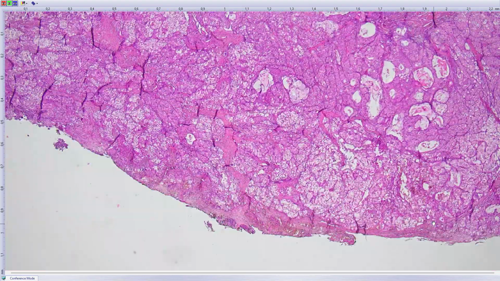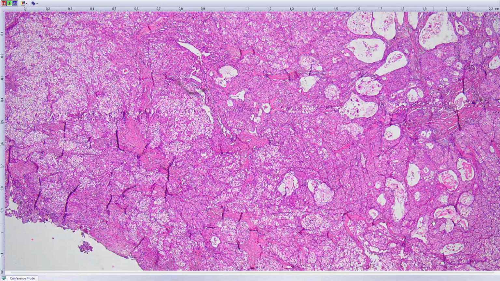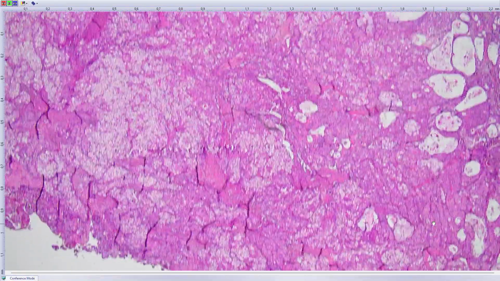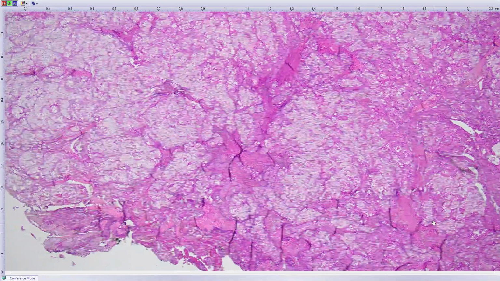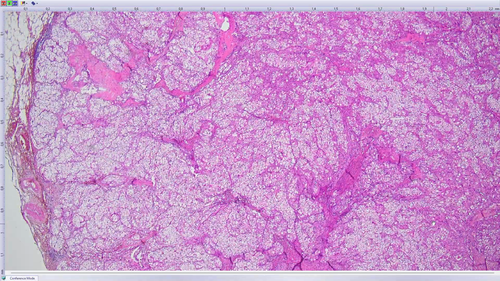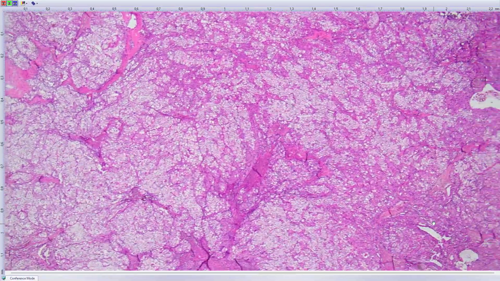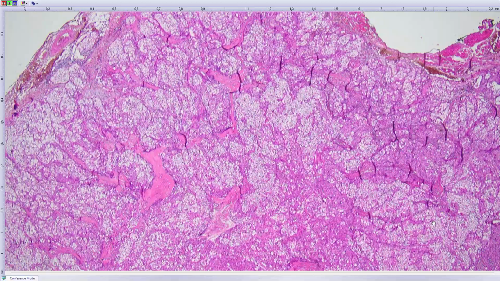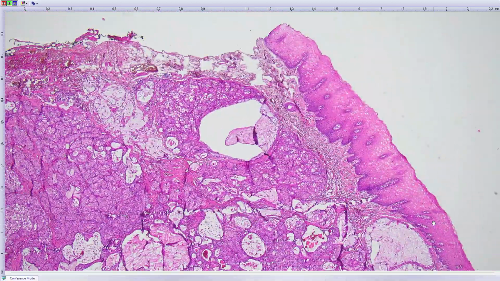The second case is also quite easy. A 53-year-old woman had a tumor in the buccal mucosa, and it was sent in consultation. As you can see, the tumor is organoid, composed of nodules and alveoli made of clear cells.